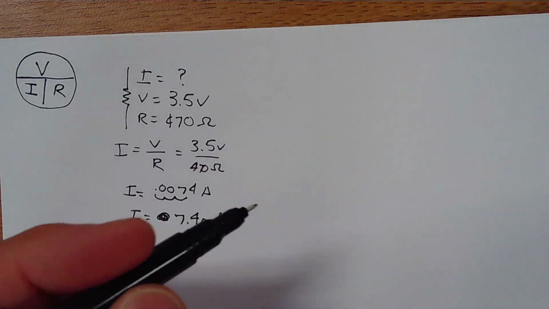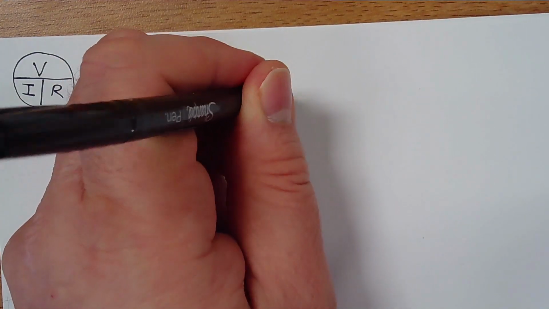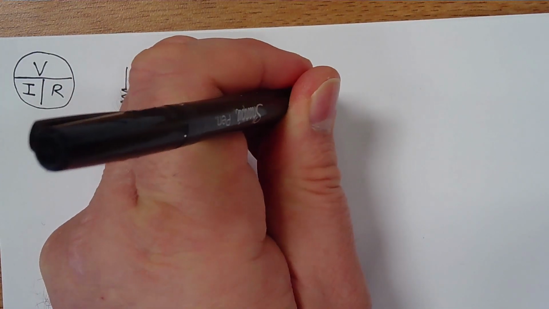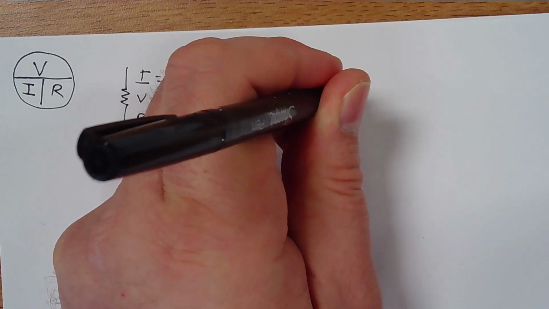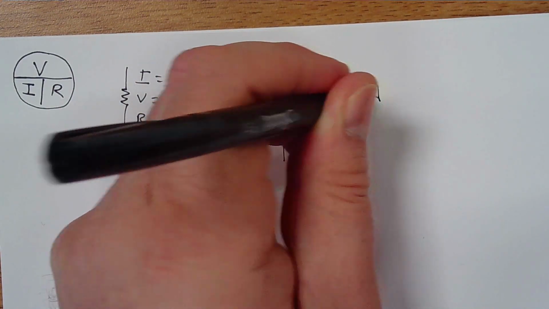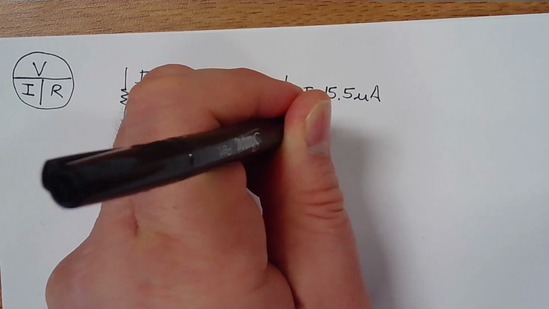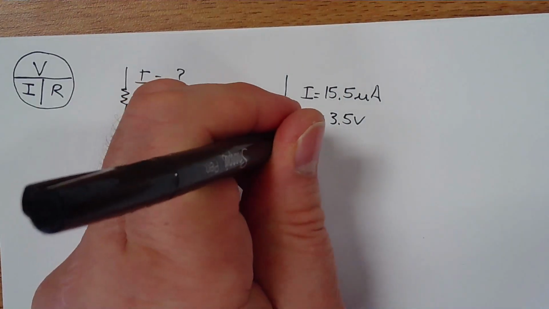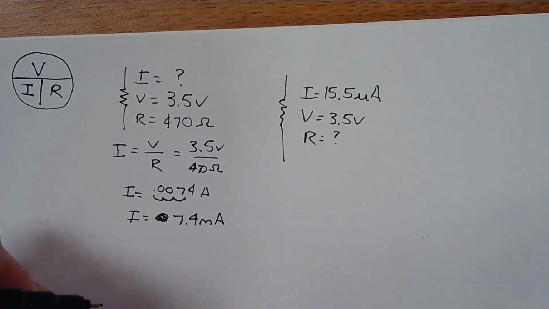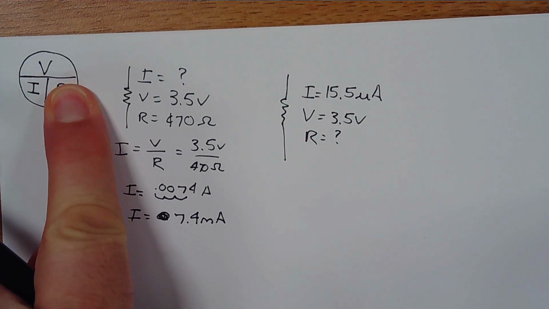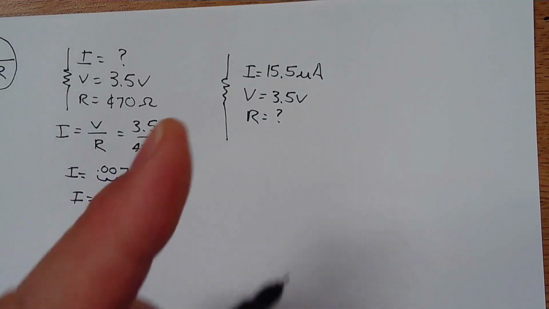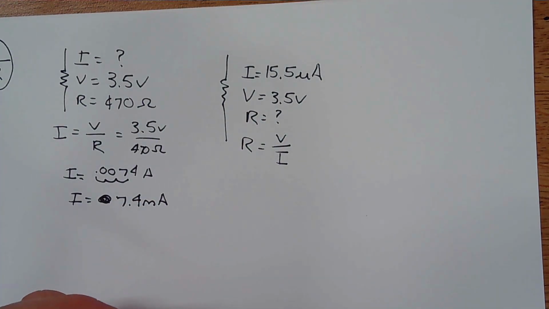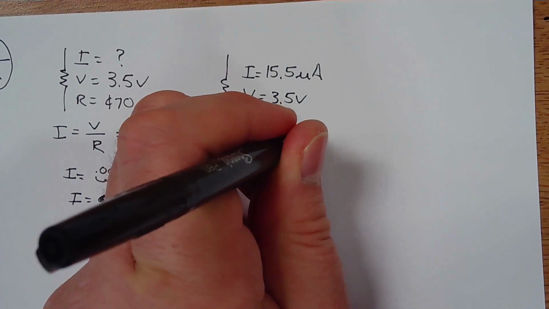Okay, the next one is same deal. Current is going to be equal to 15.5 microamps. Voltage is going to be equal to 3.5 volts. And our resistance is something. So we're solving for R, so that's going to be V over I. So R equals V over I, voltage over current. Our voltage equals 3.5 volts.